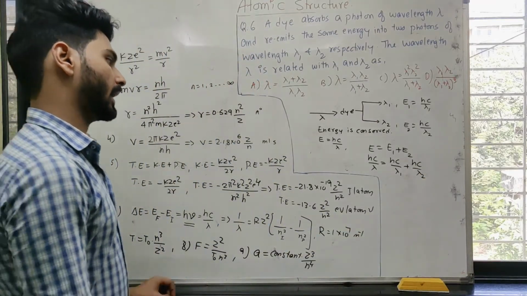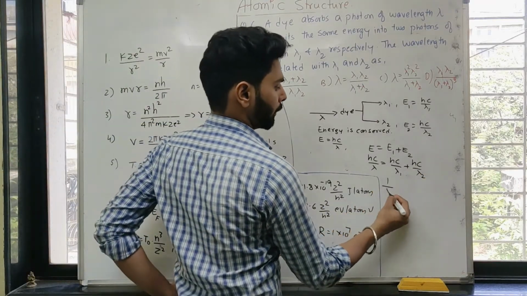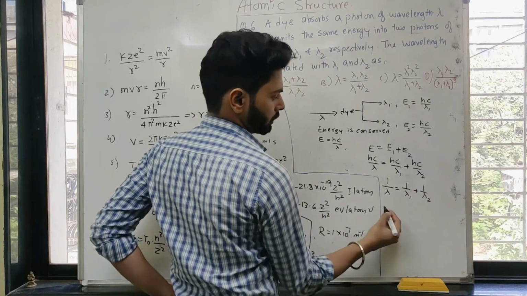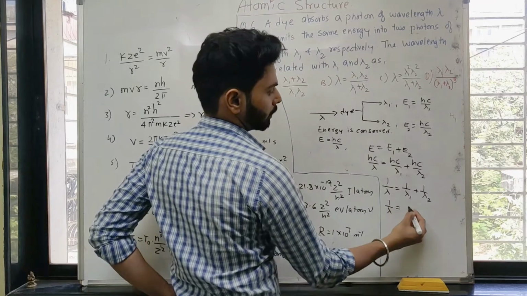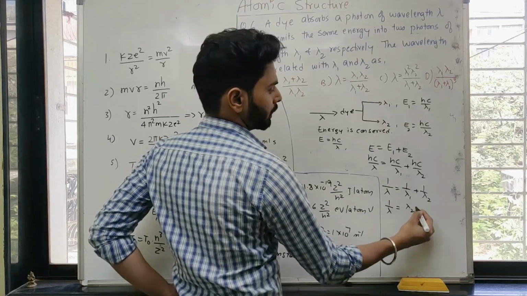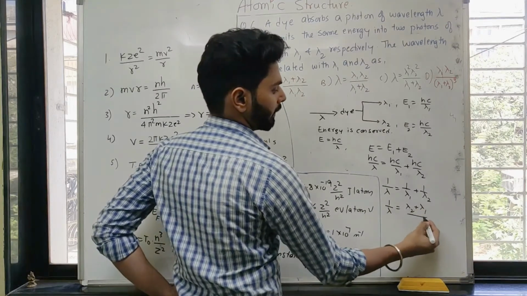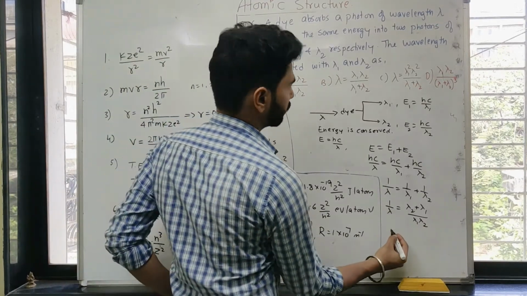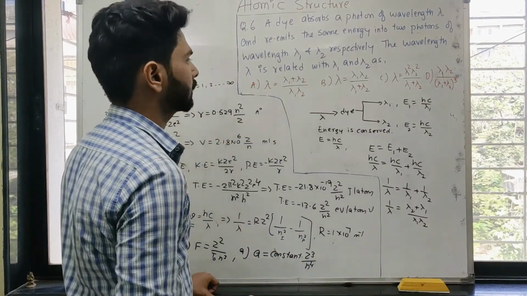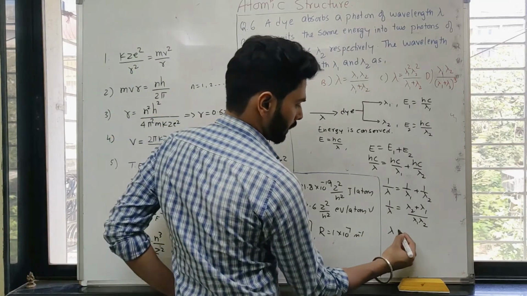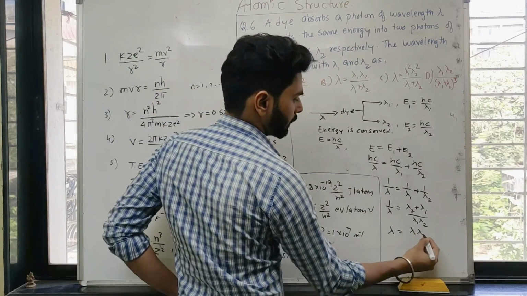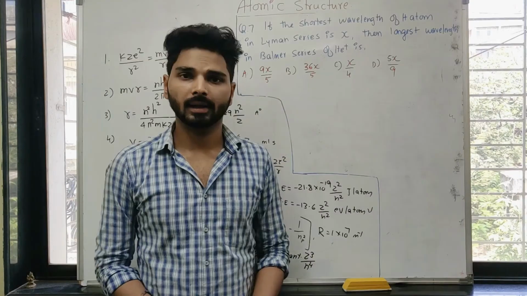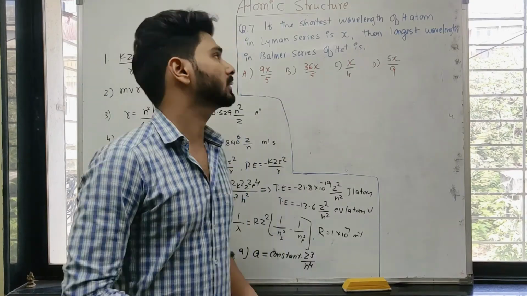So hc will get cancelled. 1 upon lambda equals 1 upon lambda 1 plus 1 upon lambda 2. So 1 upon lambda equals lambda 2 plus lambda 1 divided by lambda 1 into lambda 2. So let's see whether it is there. In terms of lambda we have tried. Lambda equals lambda 1 lambda 2 divided by lambda 1 plus lambda 2. Let's move to the next question.